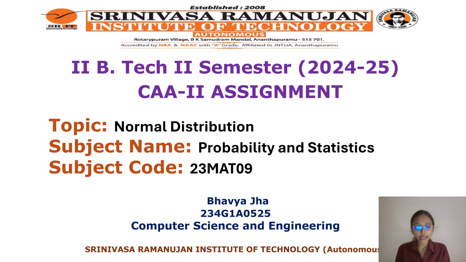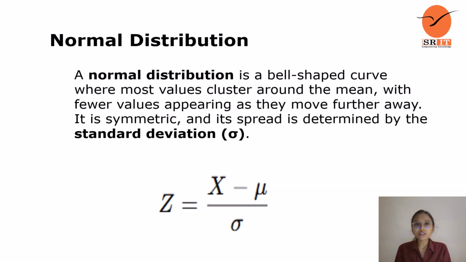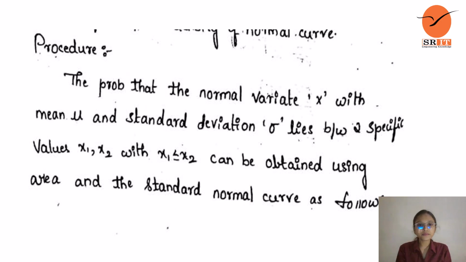So moving on to the next slide. What is normal distribution? A normal distribution is a bell-shaped curve where most values cluster around the mean, with fewer values appearing as they move further away. It is symmetric and its spread is determined by the standard deviation sigma. Therefore, z is equal to (x minus mu) upon sigma. So moving on to the next slide.